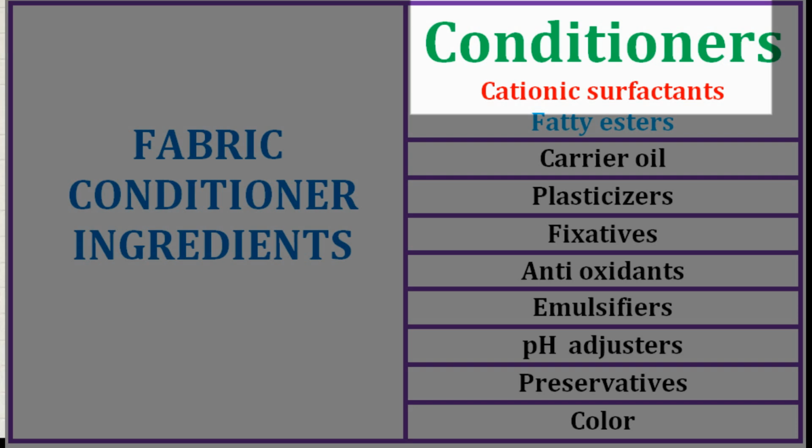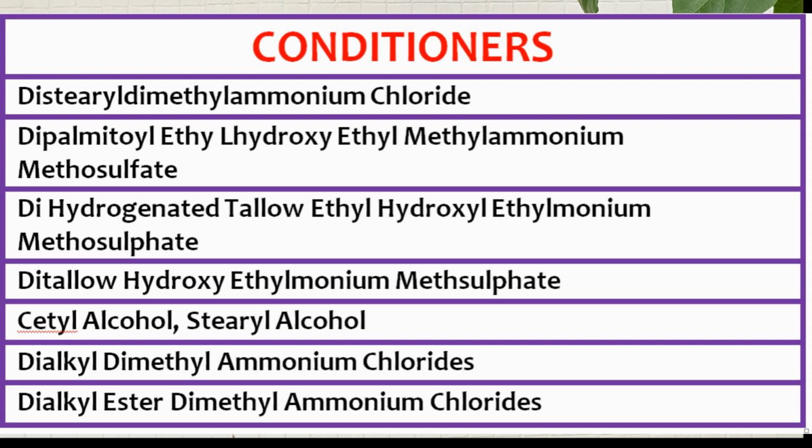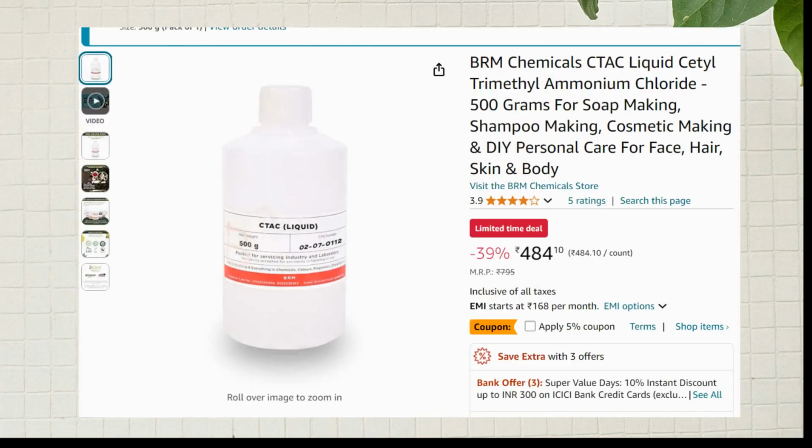In the case of conditioners, these are all the common materials being used as conditioners for industrial purposes. These materials are not available in retail. They are available only in bags. These are all cationic surfactants and suitable for conditioners. Benzalkonium chloride is also a cationic surfactant, but it is not suitable for fabric conditioners. Alternatively, we can use cetrimonium chloride. It is available on Amazon, but here the cost is very high, so we cannot use it for business purposes.